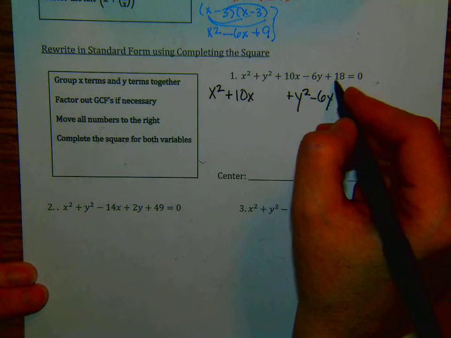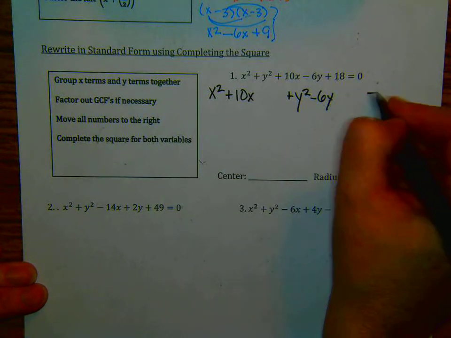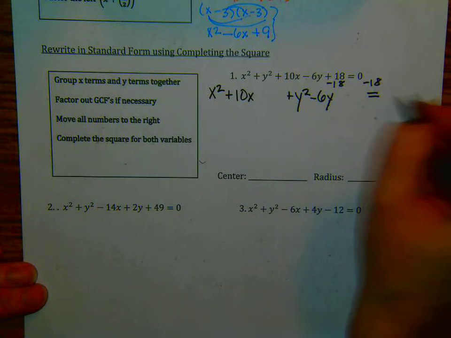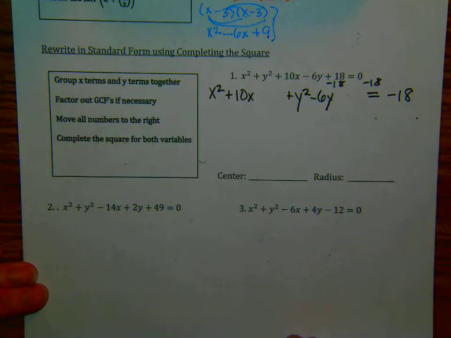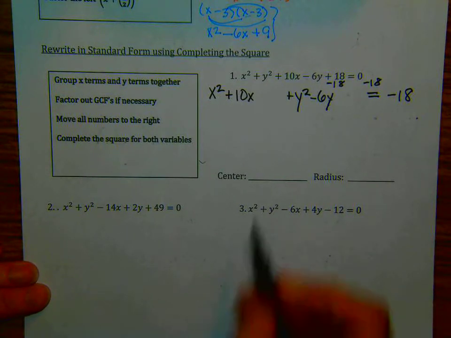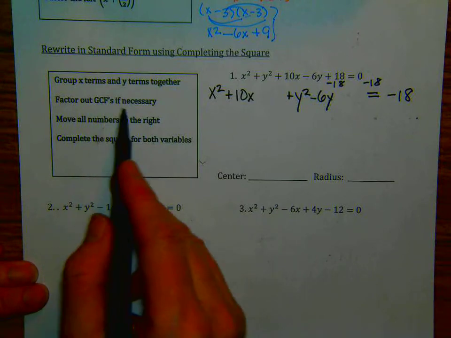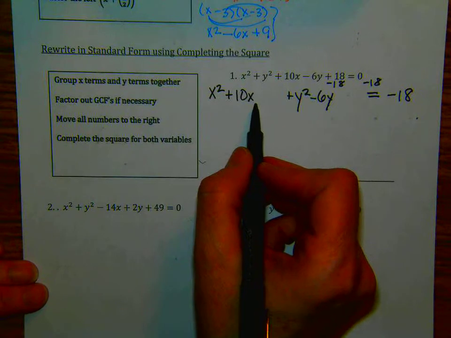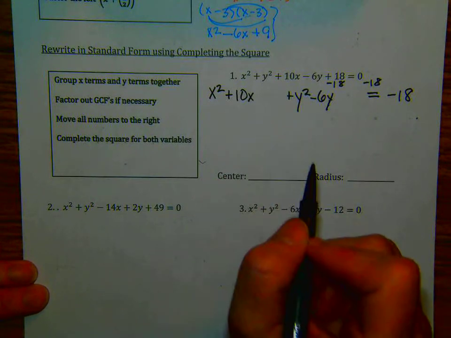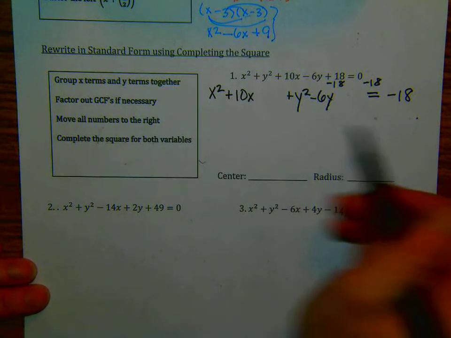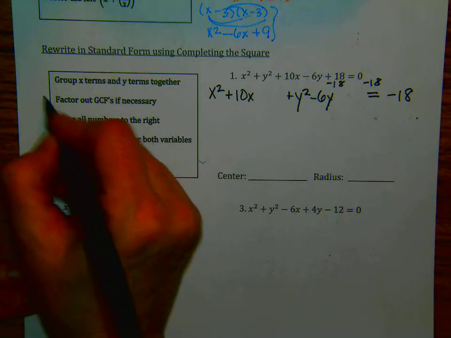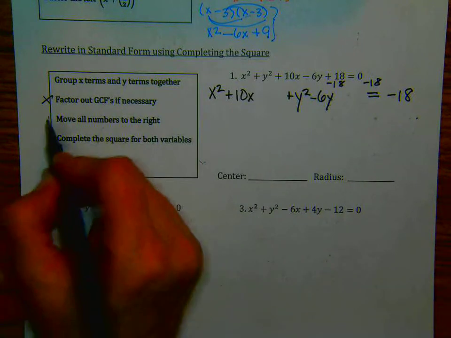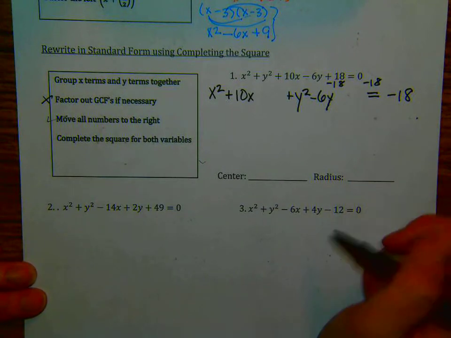We want to move all of the numbers over to the right. So how do we do that? Well, we're going to subtract 18 from both sides. So just move that 18 over. Okay? All right. Now it says factor out greatest common factors if necessary. If this was a 2x squared plus 10, I could factor it out at this point. Okay? I don't have to factor out anything, so we'll get into that tomorrow. Okay, we already moved out all the numbers to the right. That was the 18. We moved that over.